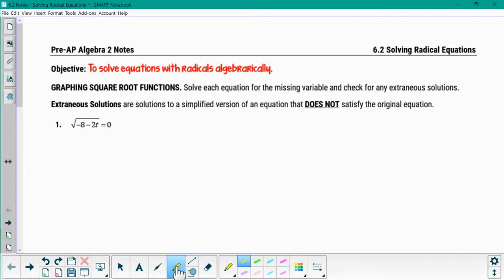Welcome to 6.2 Solving Radical Equations. Today we are going to solve radical equations algebraically. One thing that we have to reintroduce is extraneous solutions.